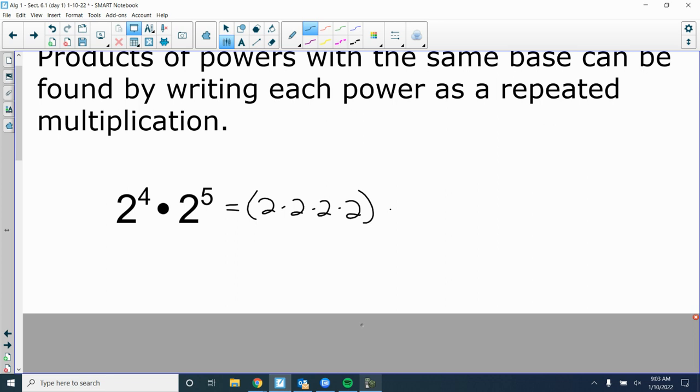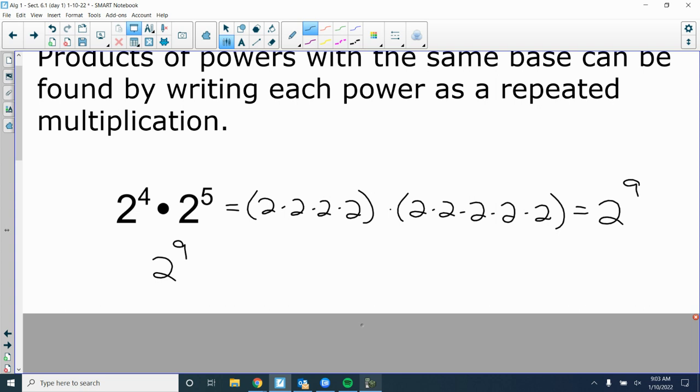Jenna, 2 to the 5th means how many 2's? 5 2's. How many 2's do I have total then that I'm multiplying together, Jeff? You're not paying attention. I got 4 2's here, 5 2's here, so I got 9 2's. What do you think the shortcut is if I got 2 to the 4th times 2 to the 5th? I want to make it 2 to a power. How do I get 9 with the 4 and the 5? Zach? Addie? Just add them together. 2 to the 9. Maybe I wasn't clear.